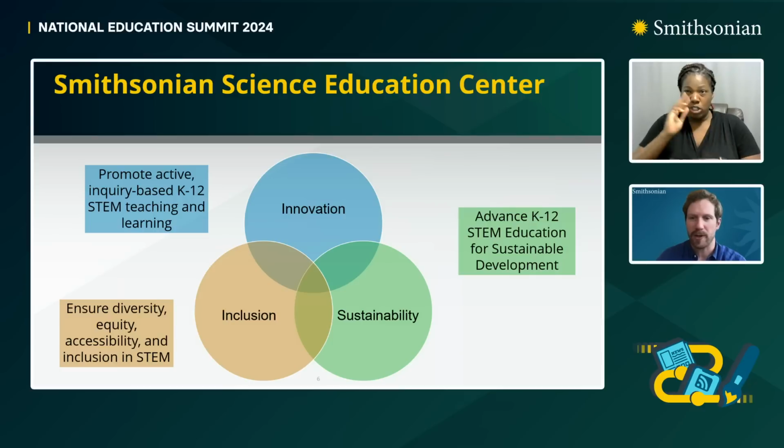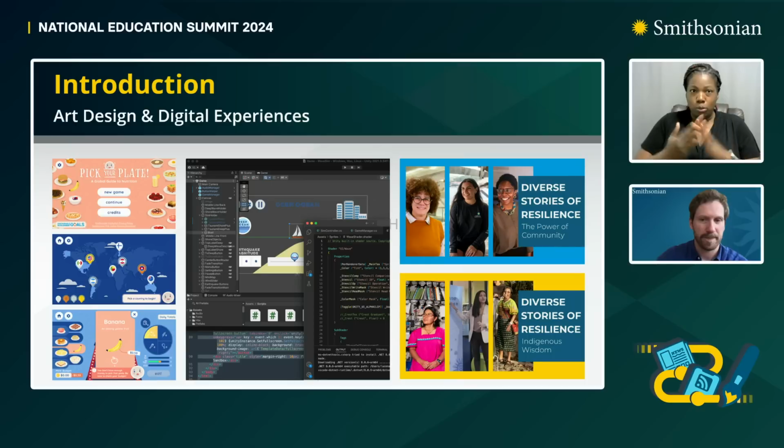The framework for all of the work that we do at the center is based on these three pillars: innovation, inclusion, and sustainability. So how do we bridge these three pillars and create digital experiences for students? How can we make digital experiences from the ground up that take into consideration a global audience and help students discover, understand, and act in their local communities? These are the questions that the digital team explores in our work.